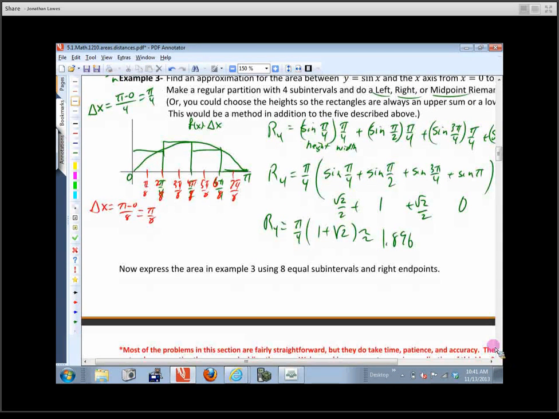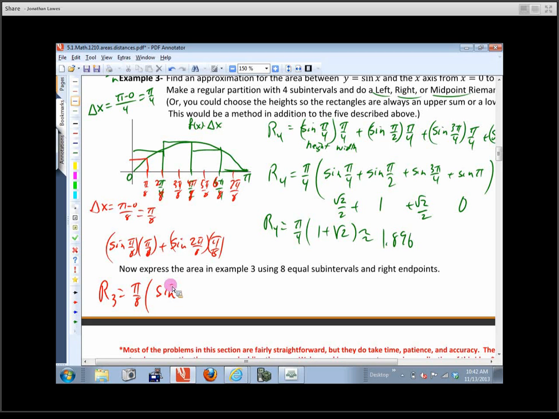Okay, watch please. If I did this first one, it's going to be the sine of pi eighths times pi eighths, right? Second one is going to be the sine of 2 pi eighths, okay, times pi eighths. Every one of them is going to look like that. They're all going to have a pi eighths. So let's be smart about this. Let's write the pi eighths out front, and then we can go through and look how systemized this is.